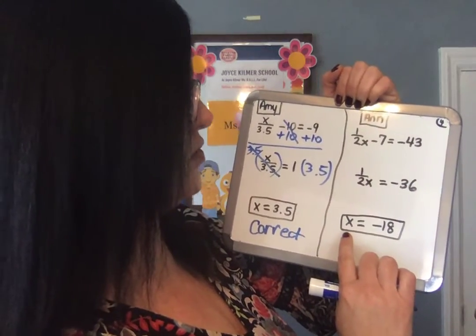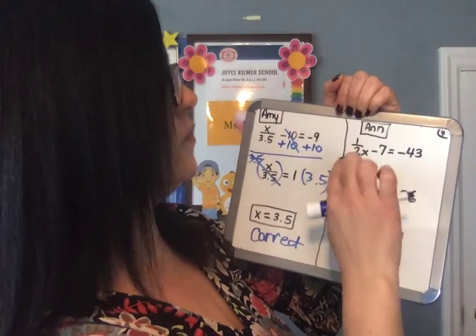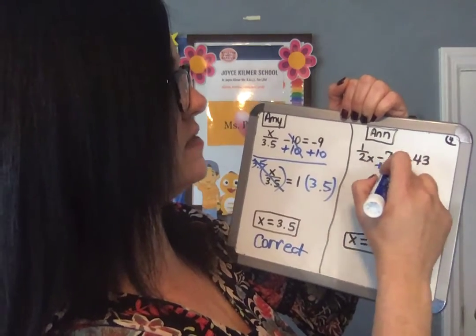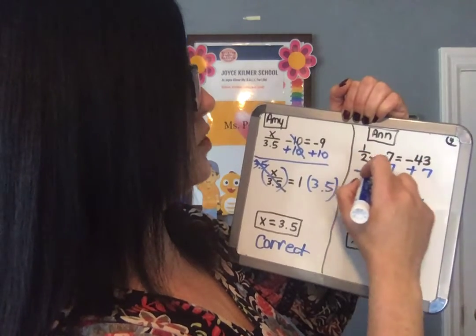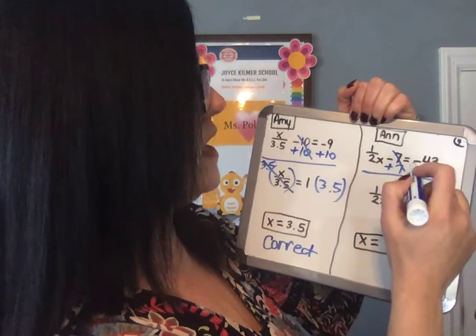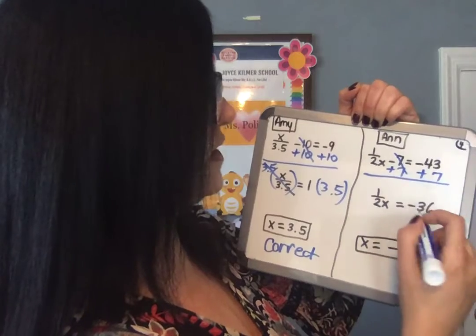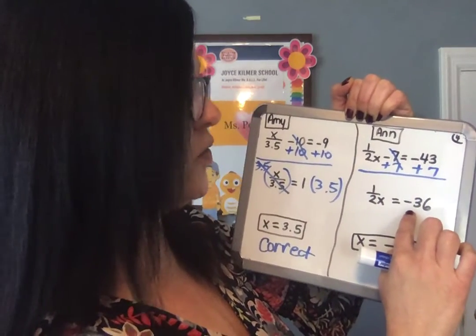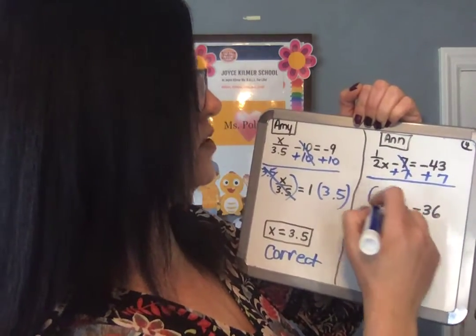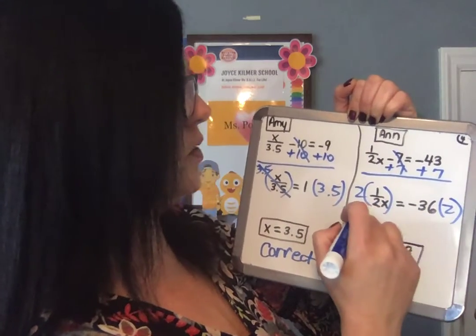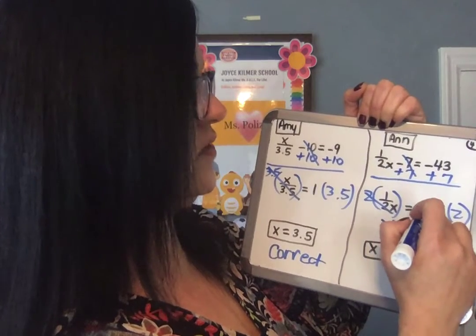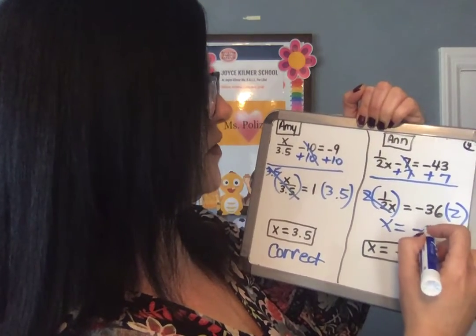All right, let's see what Ann did. Ann said that the correct solution is x equals -18. Well, let's see. We have 1/2 x minus 7 equals -43. The first thing I would do is I would add 7 to both sides. I would draw my line and I would bring down my 1/2 x, cross this out, and -43 plus 7 is -36. So that's right so far, okay? The next thing I would do is I would take my denominator of 2 and I would multiply both sides by 2 and cross this out. And I would say, oops, x actually equals -36 times 2 is -72.